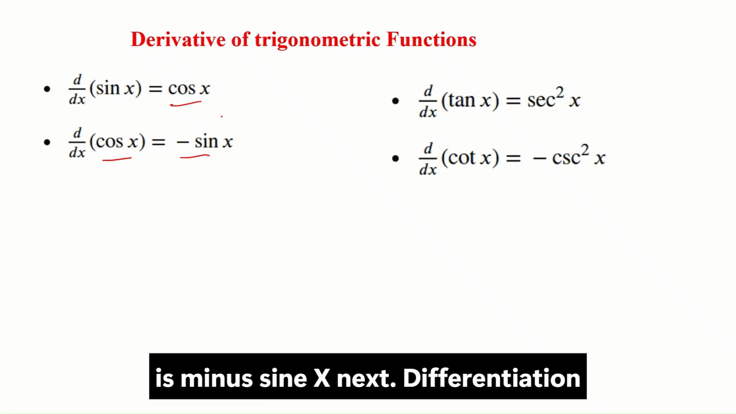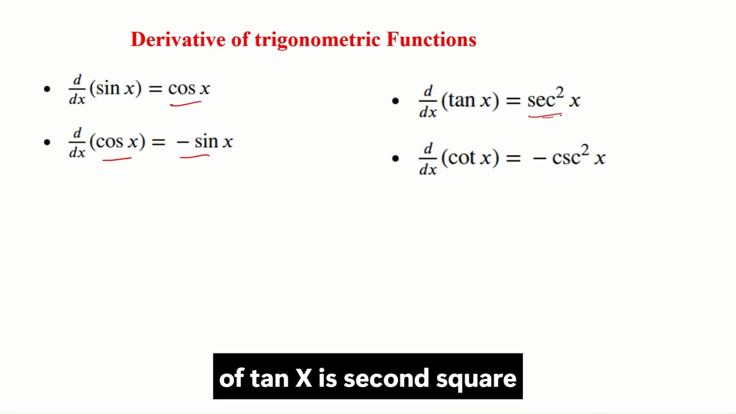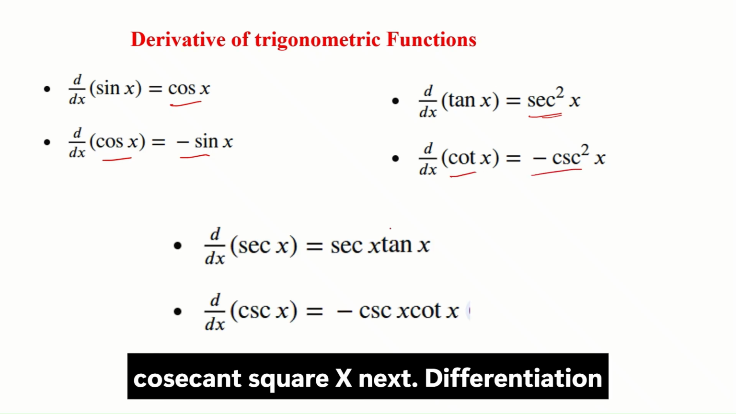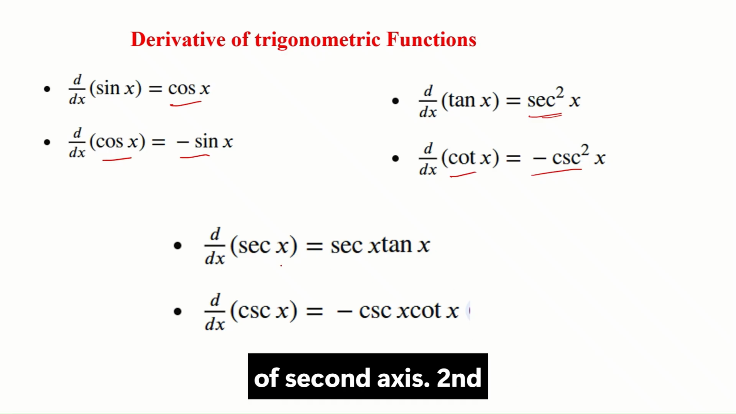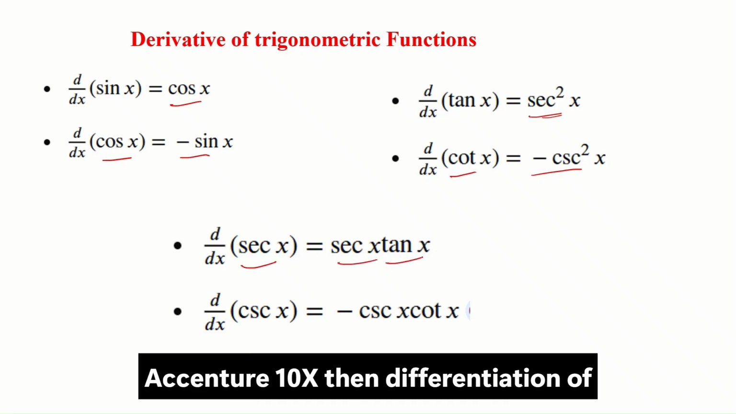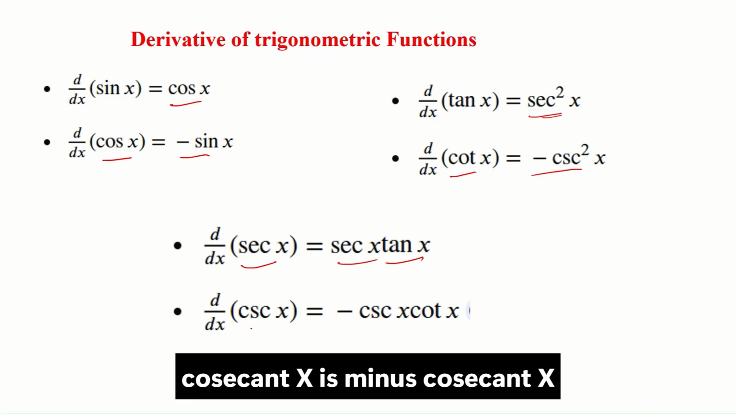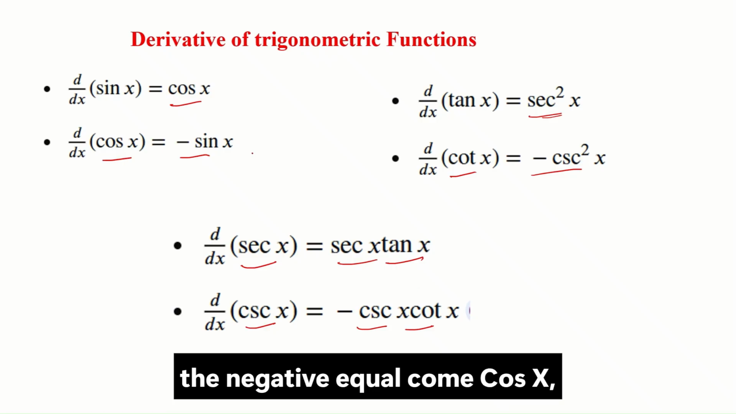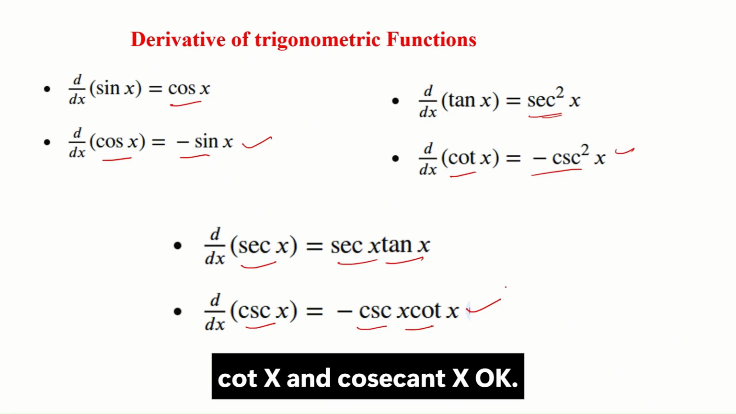Next, differentiation of tan x is secant square x. Differentiation of cot x is minus cosecant square x. Next, differentiation of secant x is secant x into tan x. Then differentiation of cosecant x is minus cosecant x into cot x. Be careful, the negative signs will come for cos x, cot x and cosecant x.